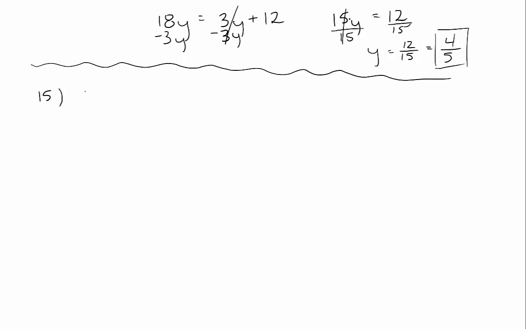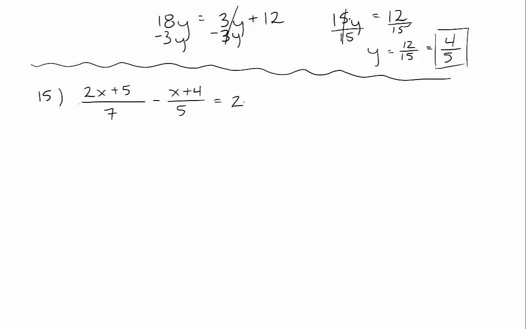And number 15 says 2x plus 5 over 7 minus x plus 4 over 5 equals 2.